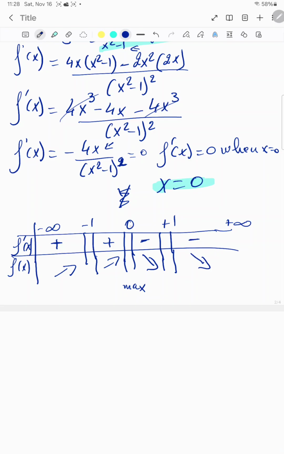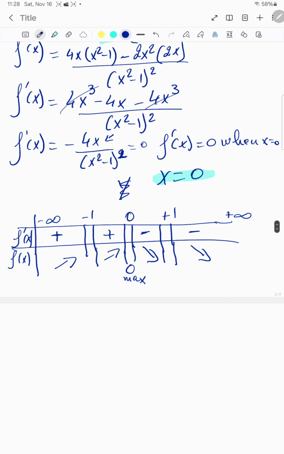And if x is equal to 0, we said f of x is equal to 0. So I have my 0, 0 is a maximum. It can be a relative maximum or absolute maximum. I don't know yet.